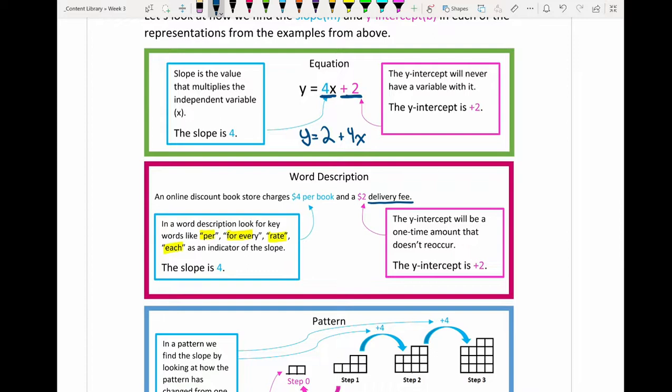And that's where you'll see those terms of flat fee, base price, initial fee, things like that. So that's going to indicate that it only occurs once. It's still there, but it only occurs once.